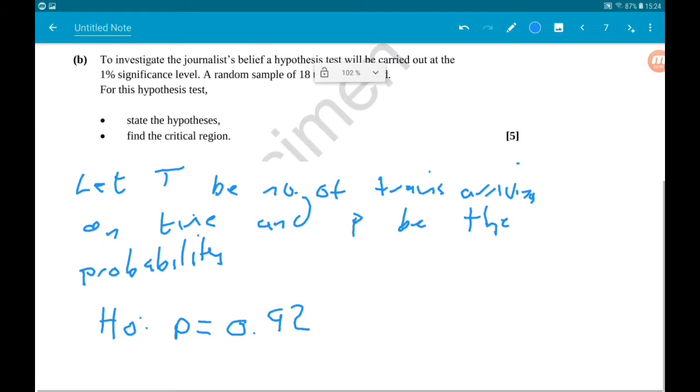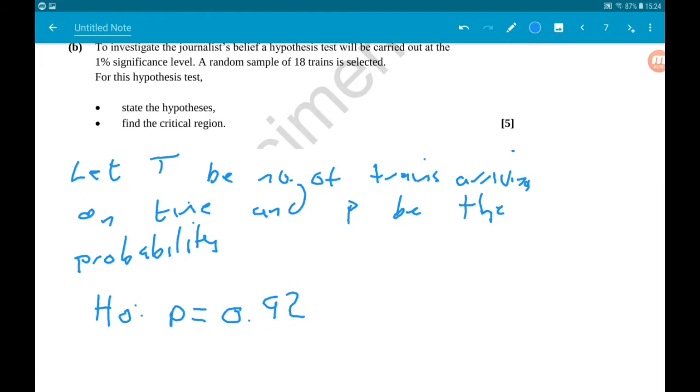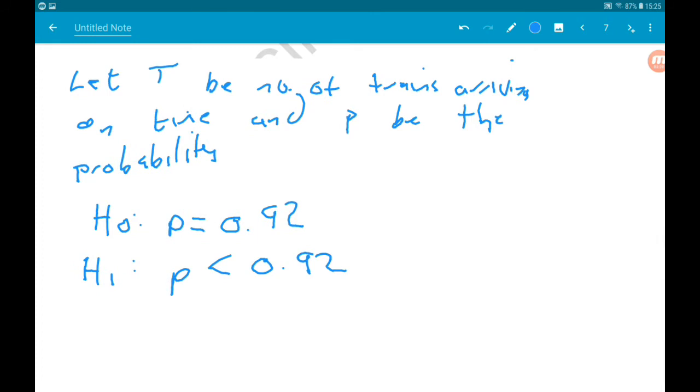And then H1, the alternative, is the claim. So here, H1 is such that the probability is less than 0.92 because the journalist believes the percentage is lower. Okay, so under the null hypothesis, T is now binomially distributed, n is 18, and p again is 0.92.